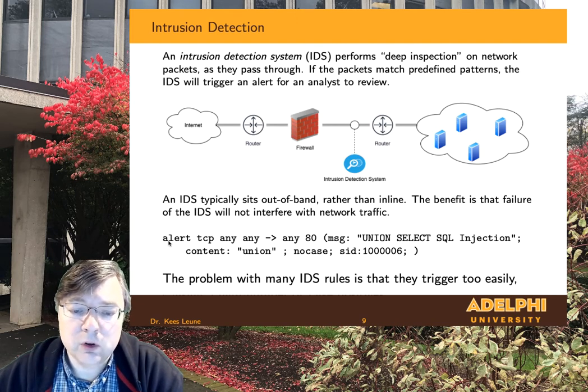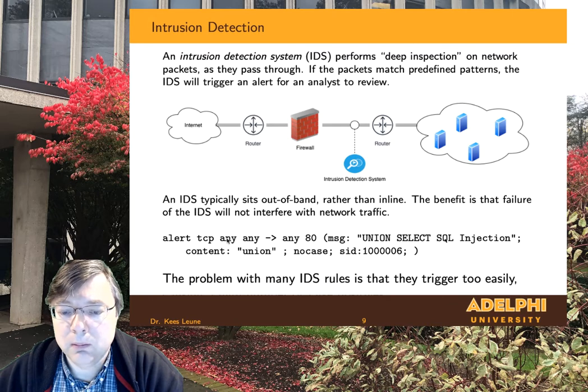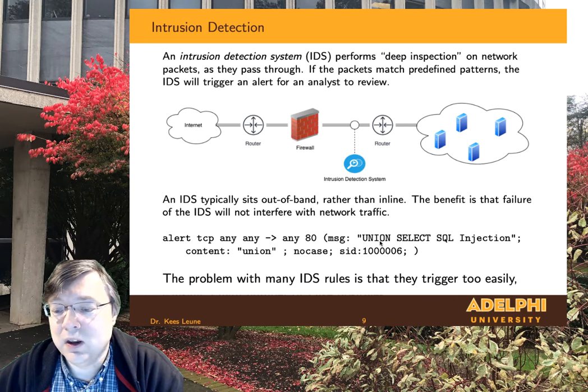So, for example, we're going to alert on any TCP packet from any source IP and port to any destination IP and TCP port 80, and say if we see the string union select, SQL injection, we're going to trigger an alert.